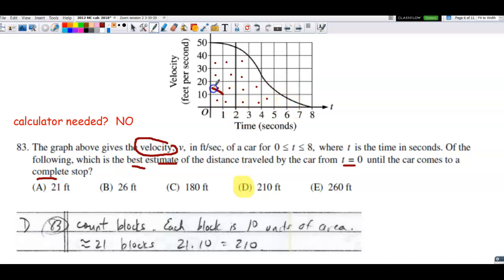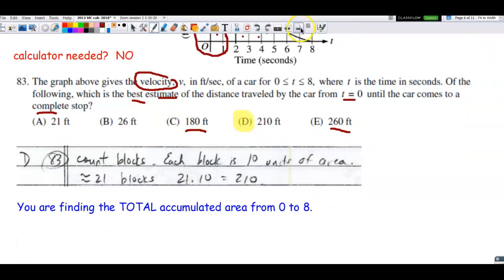But the big idea is remembering that one block of area is 1 by 10, so one block is equal to 10 units of area. So when I counted these blocks carefully, I said there were about 21 blocks, and 21 times 10 is about 210. So hopefully you counted carefully. The only two that are close to that are 260 and 180, and I'm thinking that those are far enough off that you would get the 210 that we're closest to. And that's really all I have to say about that.